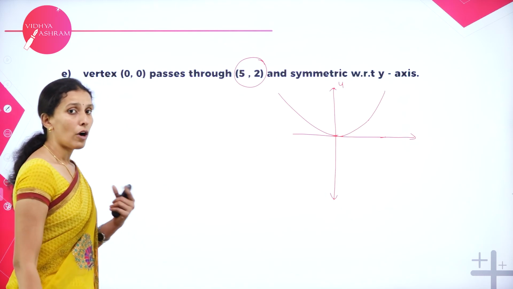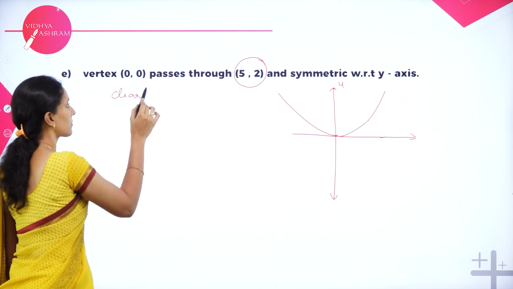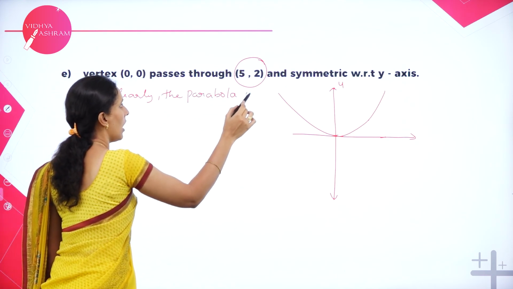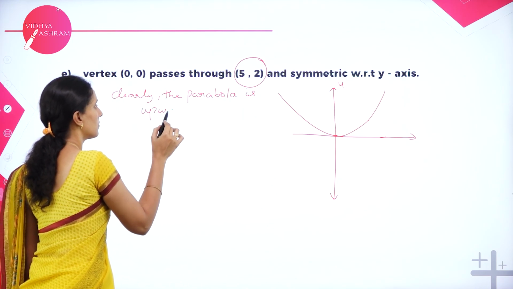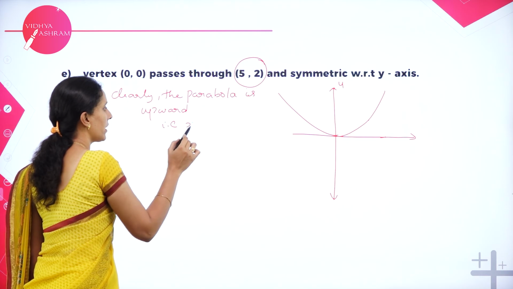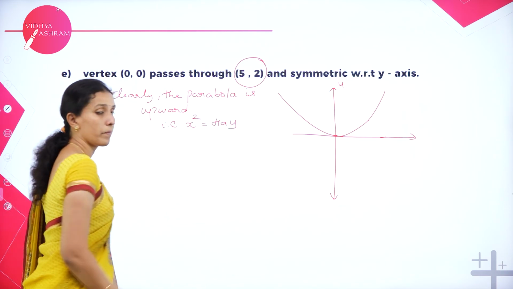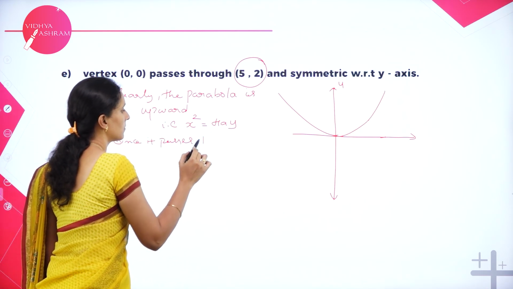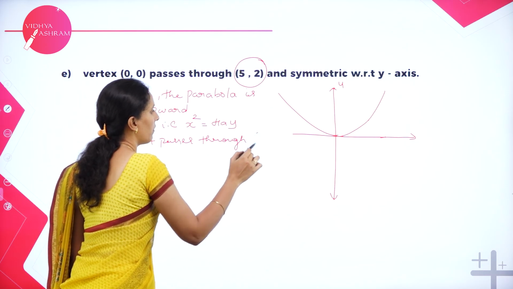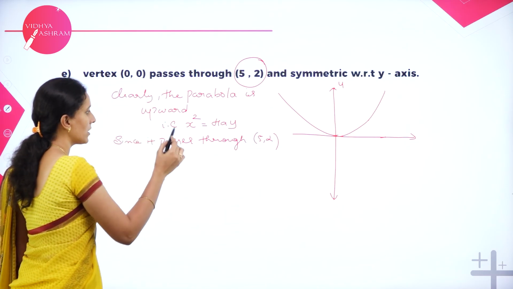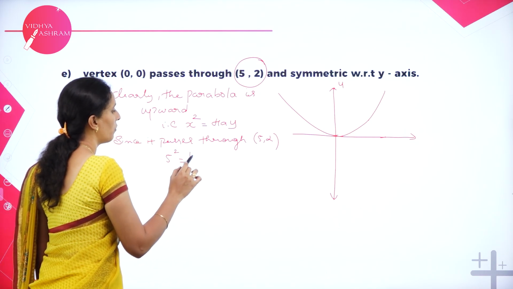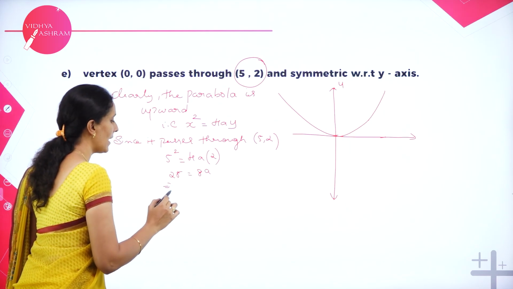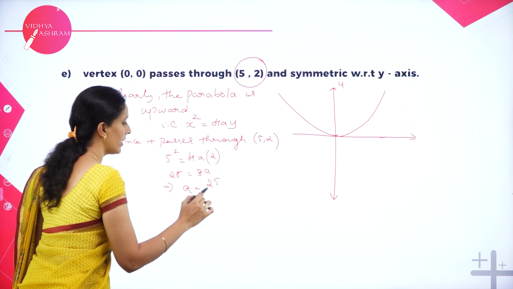So therefore, what we can say clearly, the parabola is upward. So that is the equation we can write, x square is equal to 4ay. Now since it passes through 5, 2, what we can write? 5 square is equal to 4a into 2. So that is 25 is equal to 8a. So this implies a is equal to 25 divided by 8.